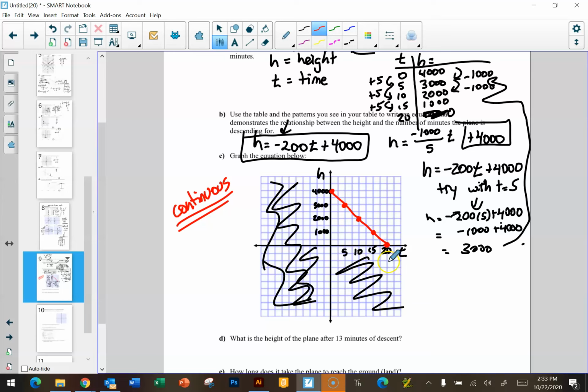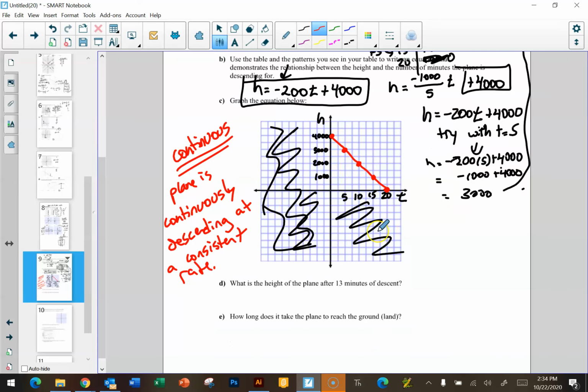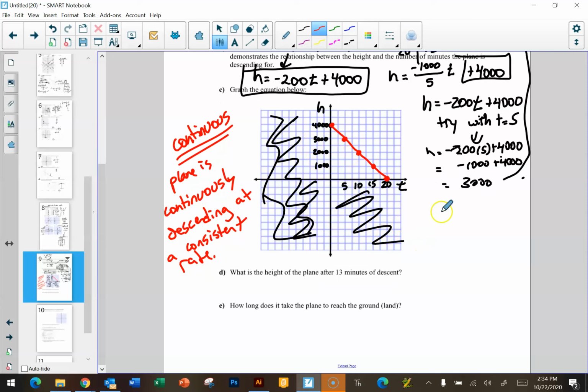And it doesn't go past the ground, and it doesn't go past 4,000 meters. This is all the data we have. So this is continuous. The plane is continuously descending at a consistent rate. So why do we know it's continuous? Just applying logic and common sense to what we know about planes.